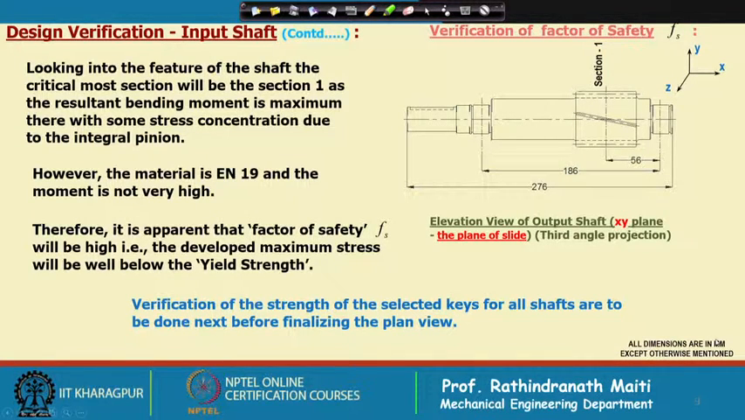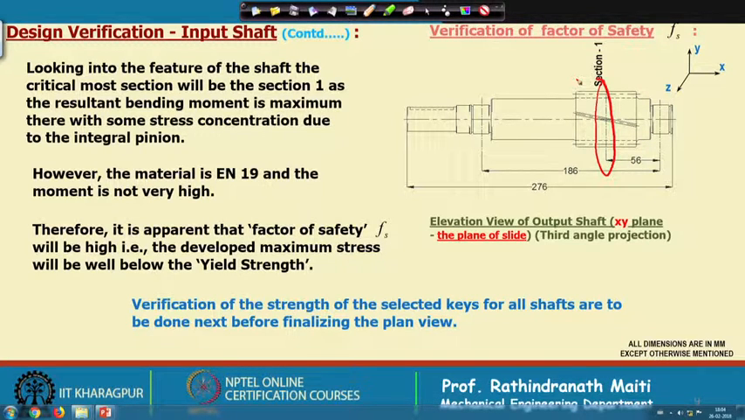Now, looking into the feature of the shaft, the critical moments, the most critical section will be section 1, as the resultant bending moment is maximum there with some stress concentration due to the integral pinion. Now, this means that if we consider this section, probably this will be the critical section.